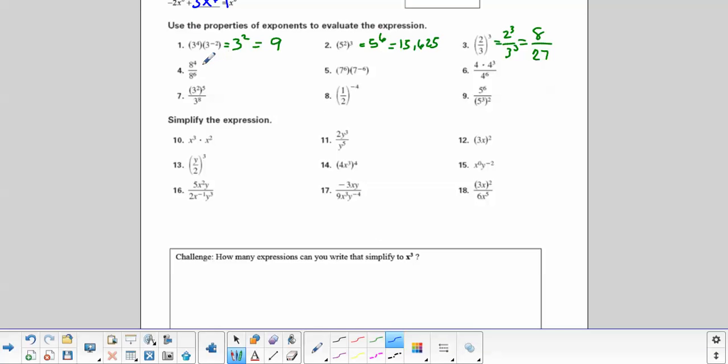Alright, next one. I have the bigger exponent on the bottom. 6 minus 4 gives me 2. So I have the 8 squared in the denominator, and that 8 squared is 8 times 8, so I get 1 over 64.